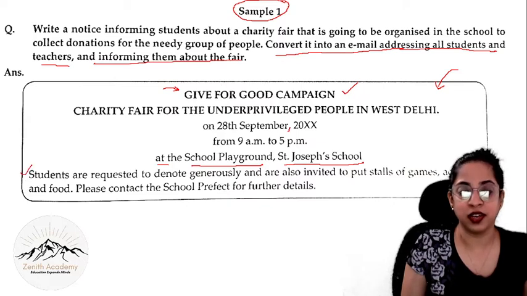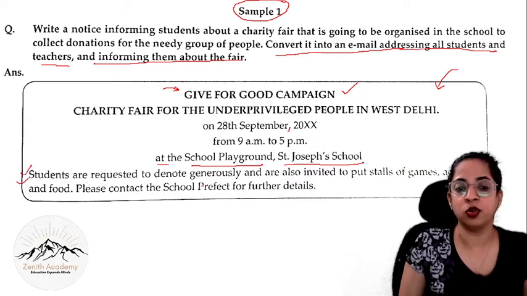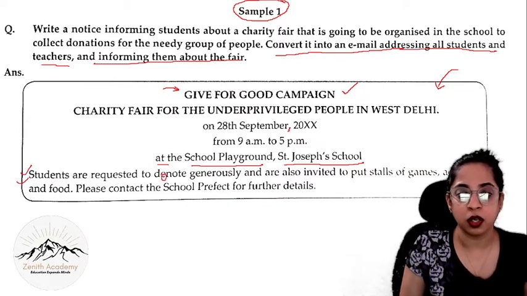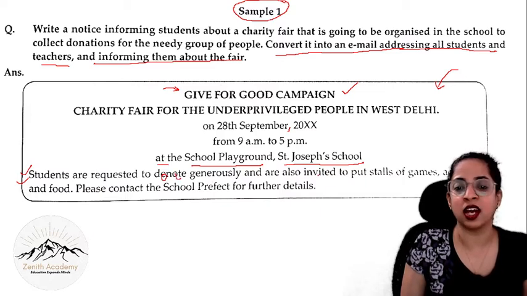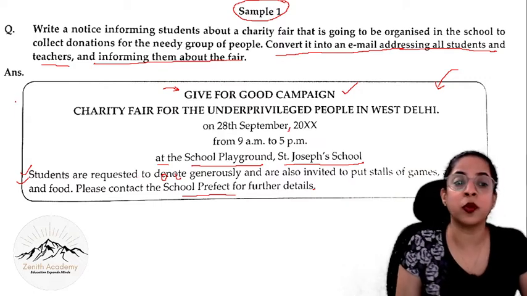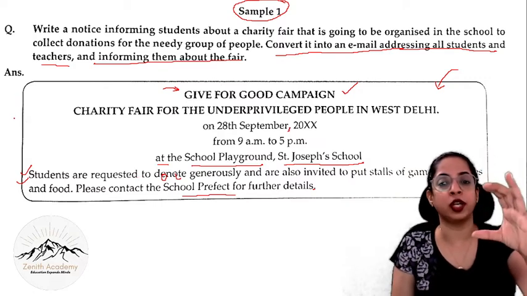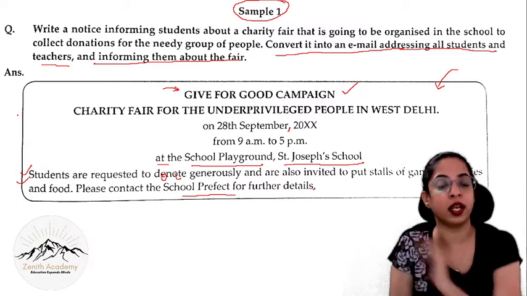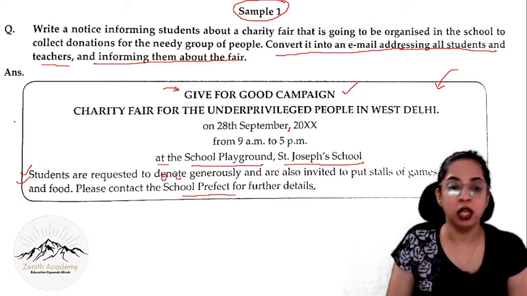Then read this. Students are requested to donate generously and are also invited to put stalls of games, activities and food. Please contact the school prefect for further details. So whom to contact, you have seen. Okay, sometimes what happens is that in the question you are directly given a notice and then from that notice you have to write an email, right? So we have read this.